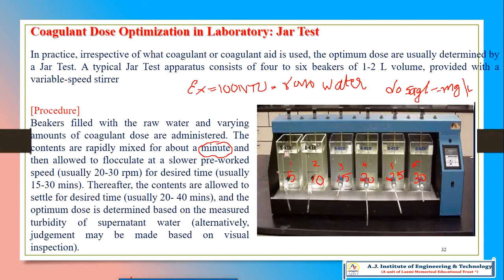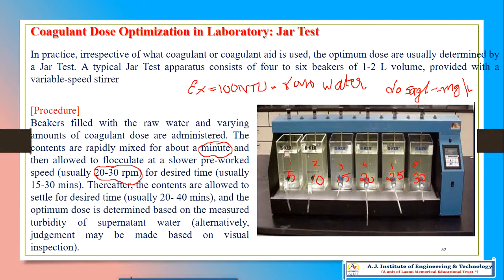That should be equally distributed over the entire surface or area of the water, among all the molecules of the water, so that the even distribution is done. After that, you give the flocculation slow mixing. You reduce the speed to only 20 to 30 RPM.